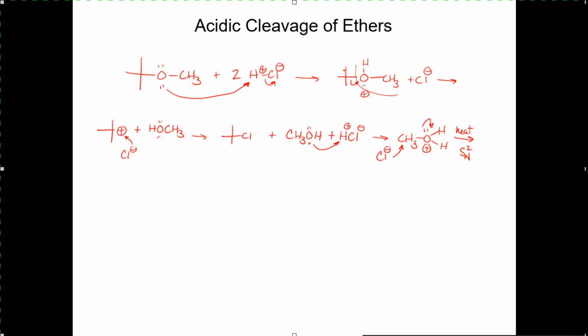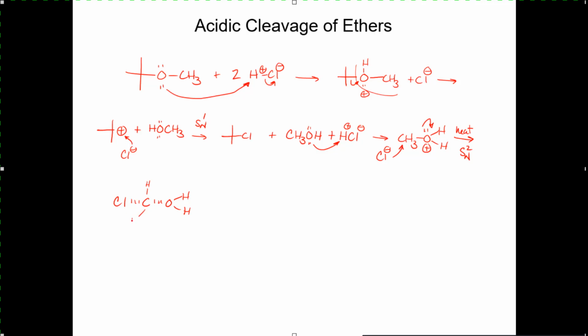This mechanism is going to be SN2. So this is going to be an SN2 reaction. And originally we did an SN1 reaction. So typically we do have the SN1 reaction first, followed by then either an SN1 or an SN2 reaction, depending upon what the specific molecules are, the groups that are attached to the oxygen.